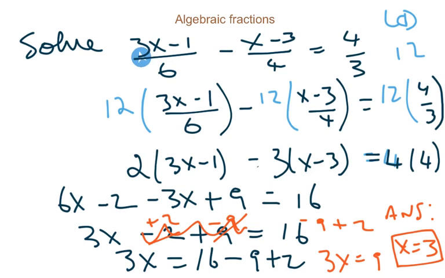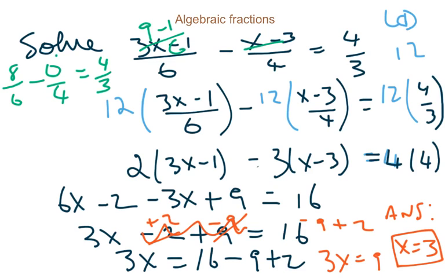If I substitute that back in here, let's do it in green. I'm going to have 3 times 3, that's 9, minus 1 is equal to 8 divided by 6. So I'm going to have 8 divided by 6 minus, I'm now going to have x equals 3, so minus 3 is equal to 0. So I'm going to get 0 here over 4 is equal to 4 over 3.